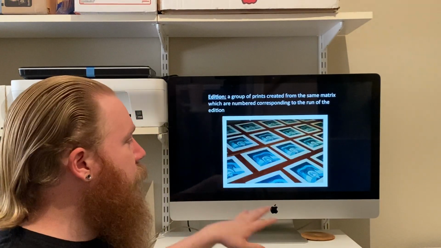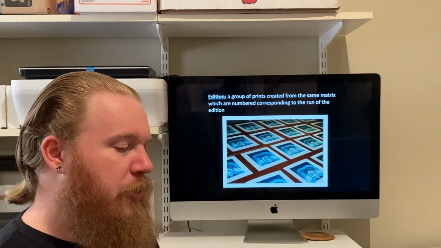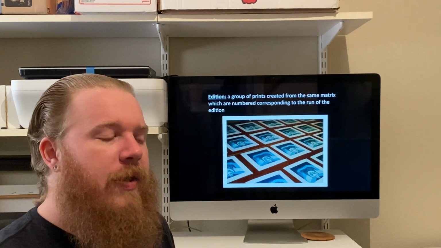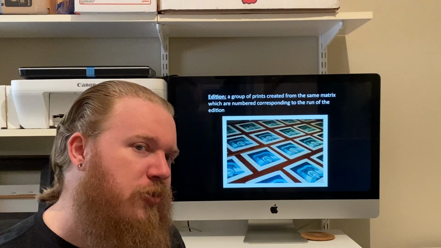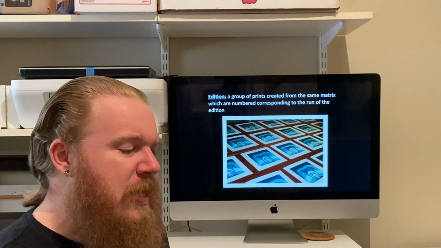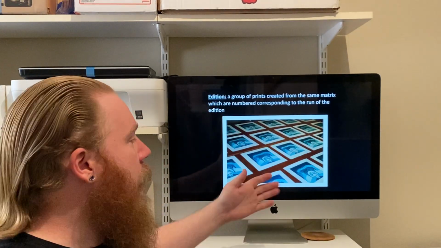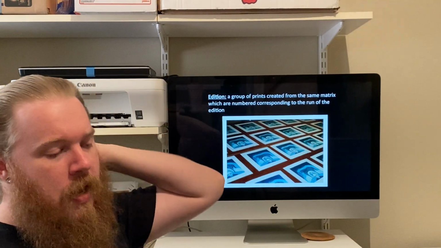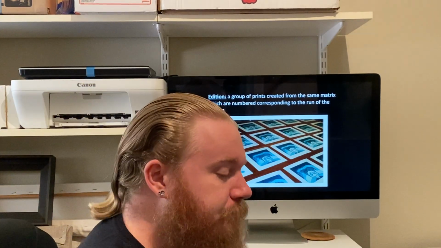And so this is important because the earlier in the edition it is, usually the better the image quality is. The matrix tends to degrade over time, so the first print pulled from it is going to be really nice, whereas the 1500th print pulled from it might not be quite as nice as the first few. So the edition run and the edition number can greatly influence the value of a print and things like that. So that's kind of an important misnomer about printmaking in general.